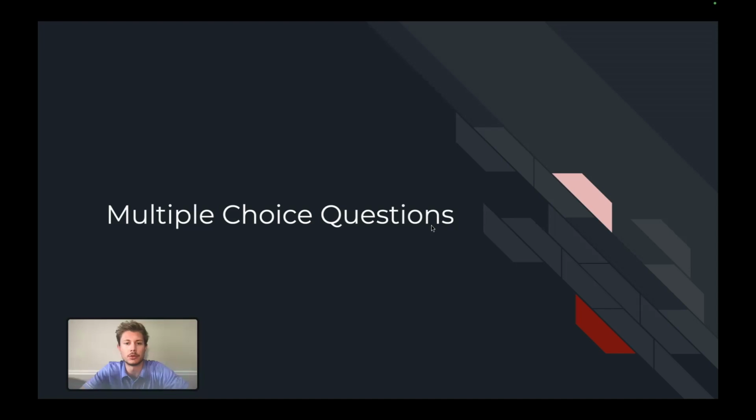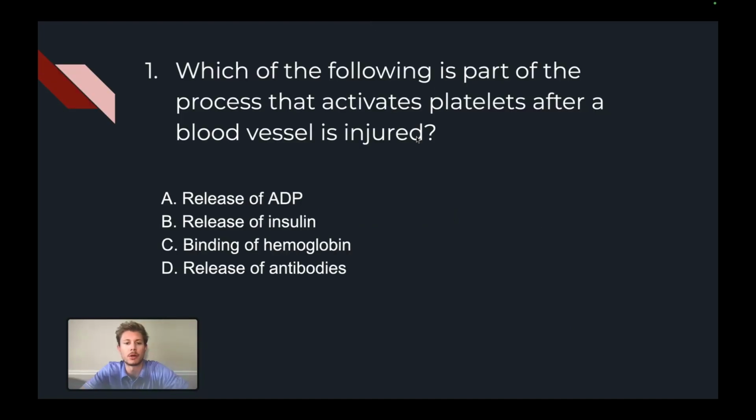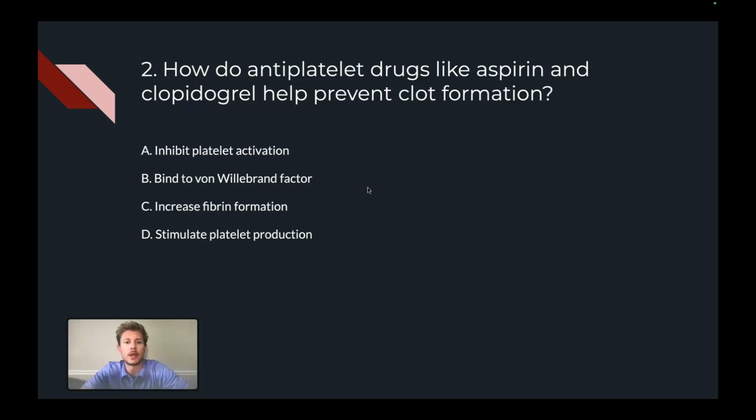And finally, we have some multiple choice questions. Number 1, which of the following is part of the processes that activates platelets after a blood vessel is injured? We have A, release of ADP, B, release of insulin, C, binding of hemoglobin, or D, release of antibodies. And the answer here is, of course, release of ADP. Number 2, how do antiplatelet drugs like aspirin and clopidogrel help prevent clot formation? We have A, inhibit platelet activation, B, bind to von Willebrand factor, C, increase fibrin formation, or D, stimulate platelet production. The answer here, A, these are both antiplatelet drugs, so they inhibit platelet activation.